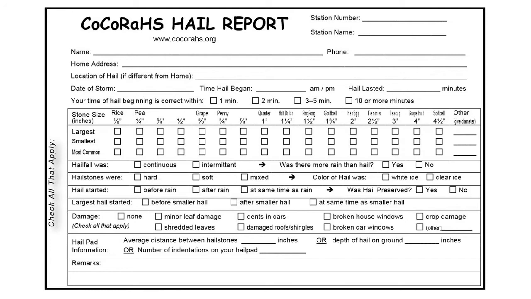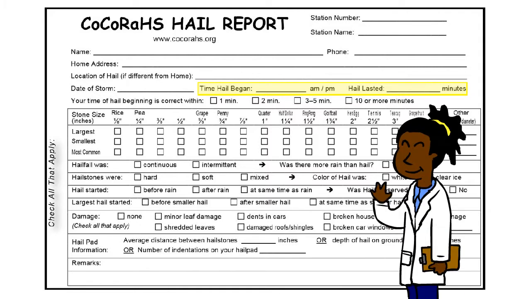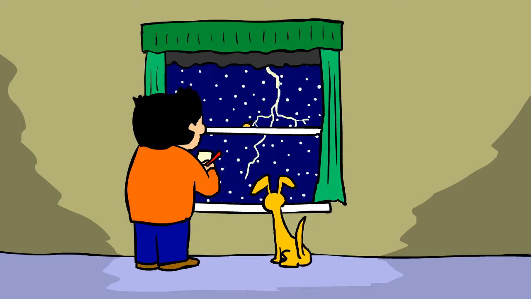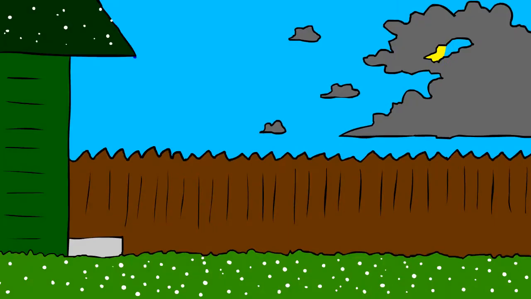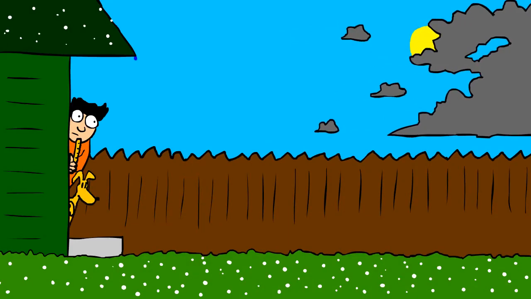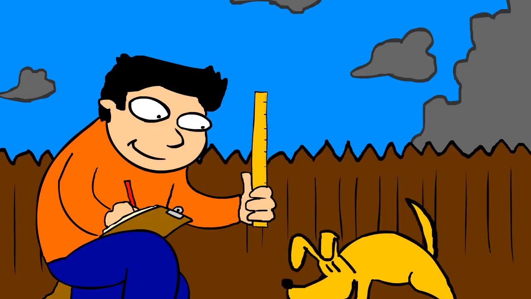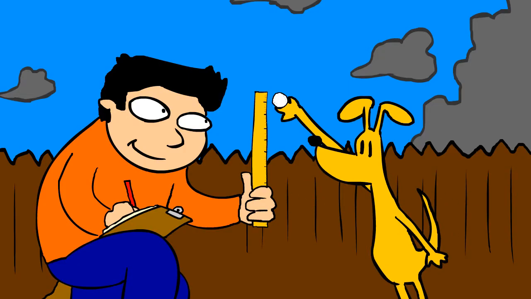Reviewing the hail card, we see what information we are looking for. The times that the hail begins and ends are very important pieces of information needed by scientists. Take your notes from a safe and secure location while the hail is falling. After the storm, and only when it's safe, you can go outside with your ruler and measure the diameter of the largest, the smallest, and the most common-sized hailstones.